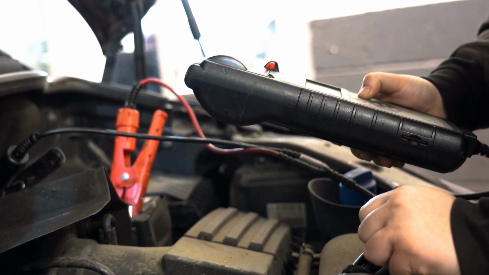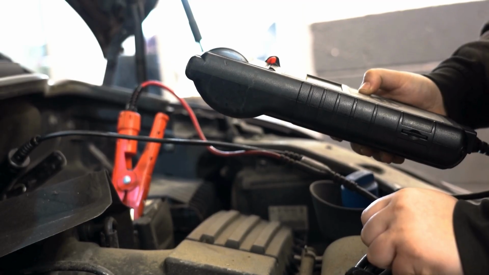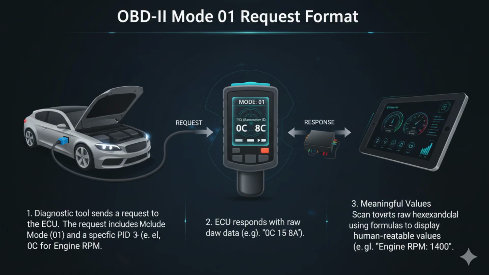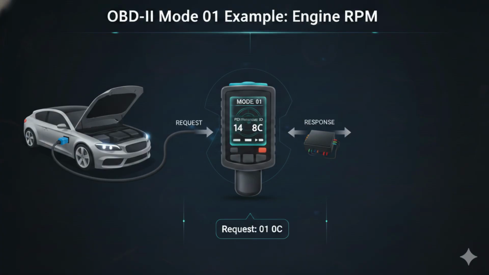The working of Mode 01 is simple and follows a request-response pattern. First, a diagnostic tool sends a request to the ECU. This request contains two parts, the mode, which is 01, and a PID, which stands for Parameter ID. The ECU then responds with the requested data. This data is usually in raw hexadecimal format, which must be converted using formulas to get meaningful values.